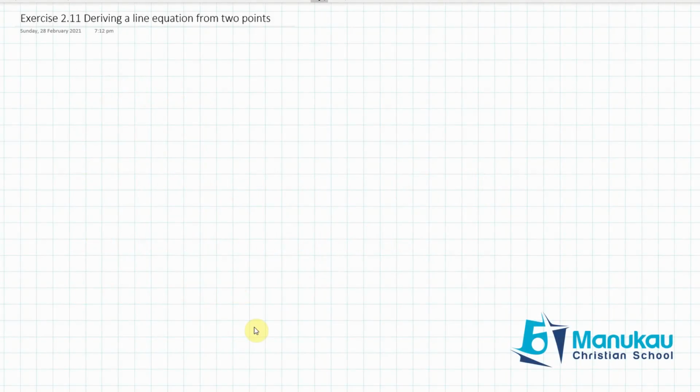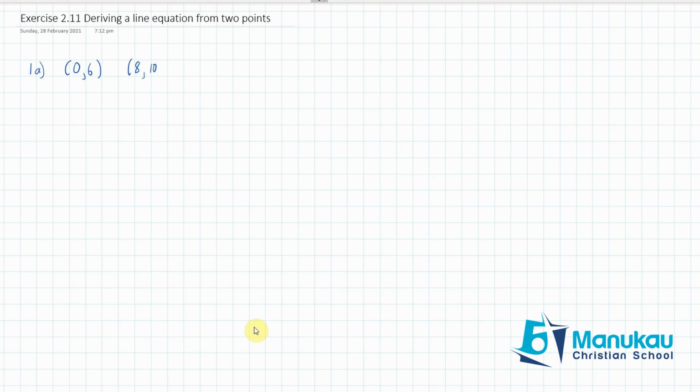Welcome back, IGCSE students. I want to talk to you today about deriving a line equation when you're given 2 points. Now, sometimes it's quite easy. The first one I'm going to do is 1a from your exercise. I've been given these 2 points, 0, 6, and the other point I have is 8, 10.